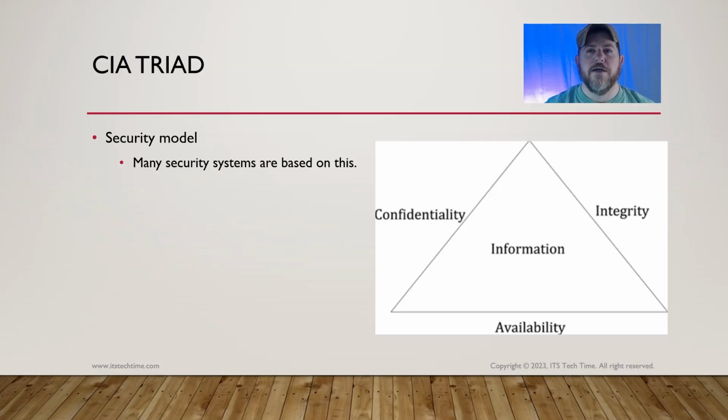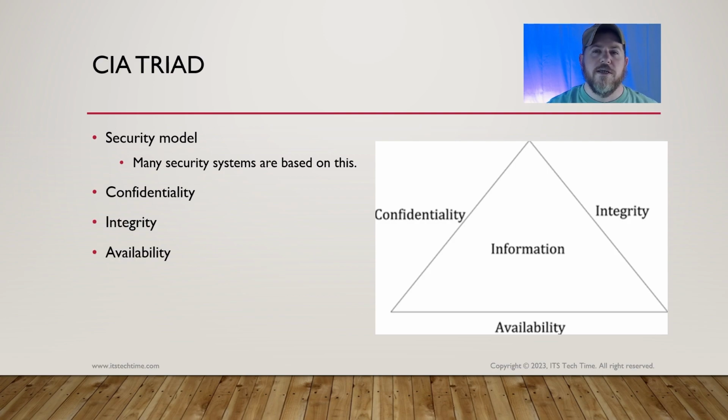The CIA Triad is a security model that many security systems are based off of. You think of it as a pyramid protecting your data and information. One side of the pyramid is confidentiality, another side of the pyramid is integrity, and all this helps support the availability of the information in the data.